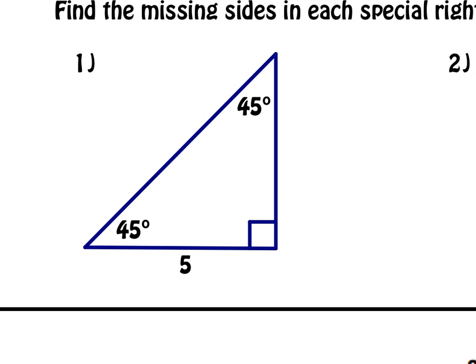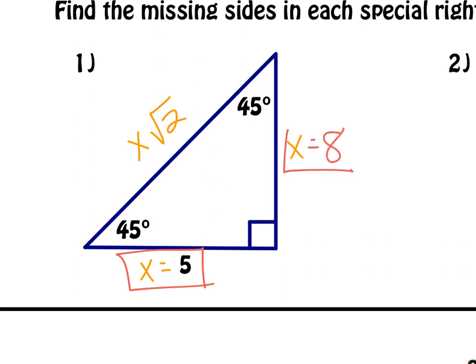Okay. First things first, label your side lengths. x, x, x square root 2. Guys, if we know one leg length, then we automatically know the other leg length. And why am I writing 8? I don't know. It's been a long day. Should definitely be a 5. Okay, and then using some substitution, we know that our hypotenuse is 5 square root 2.